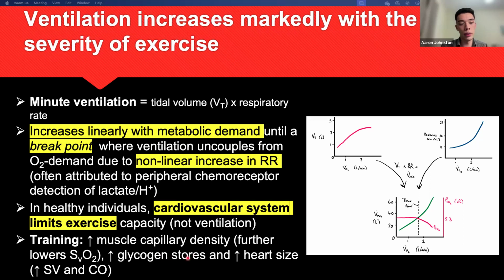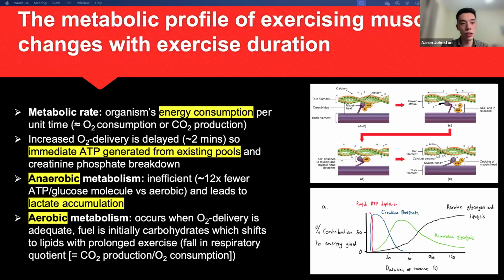So this means that we have more fuel available within the muscles, and we can also increase our heart size, cardiac hypertrophy, which can help us increase stroke volume and cardiac output. These are the kind of things that are going to improve our exercise capacity, because it's not necessarily the lungs, unless there's some kind of underlying pulmonary pathology, for example, COPD. In that case, the ventilatory system will be the thing that's limiting exercise.